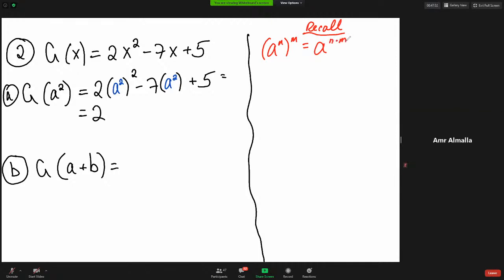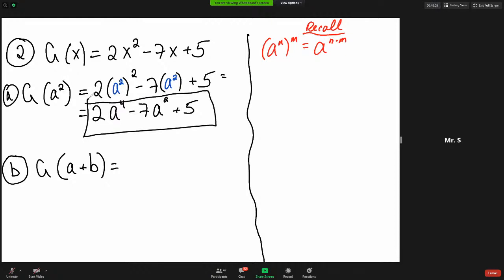Yes, we multiply the exponents, n times m is correct. So here we would do 2 times 2, which gives us 4. Here we would just have minus 7a squared plus 5, no like terms. That's as far as we go. So that would be our final answer: 2a to the 4th minus 7a squared plus 5.